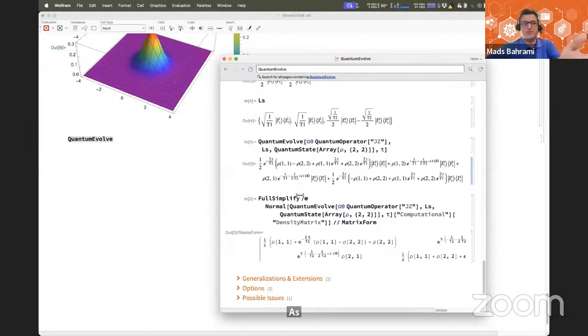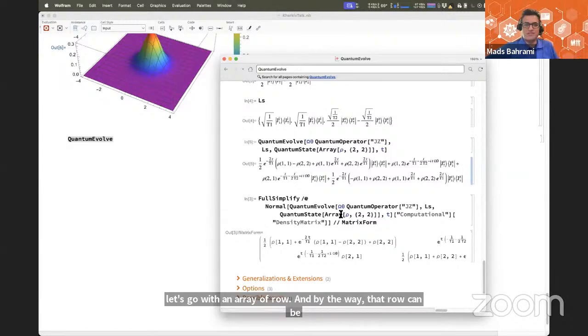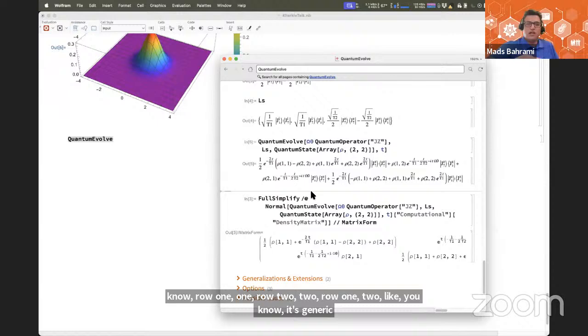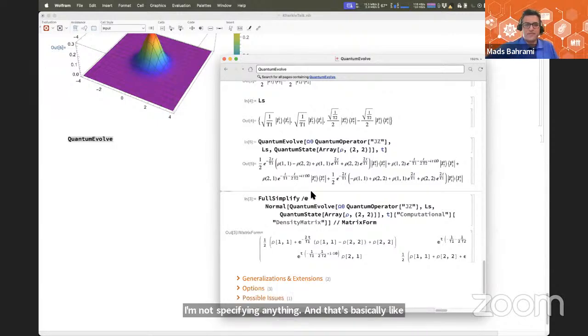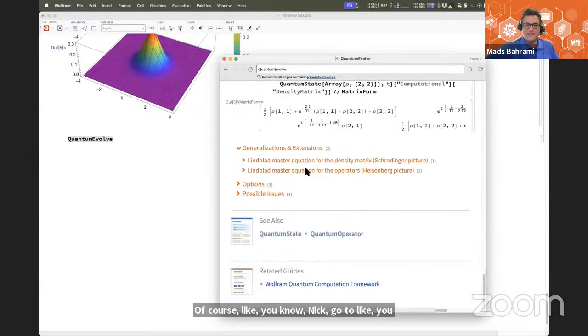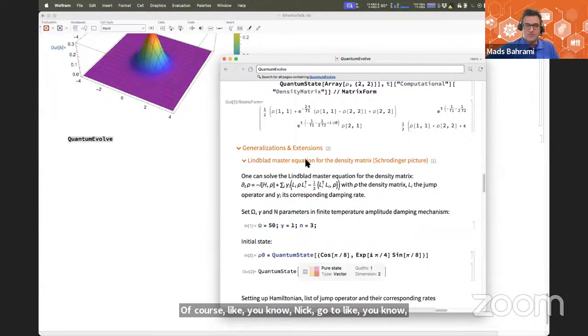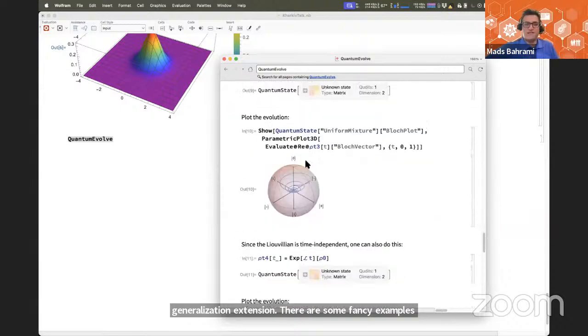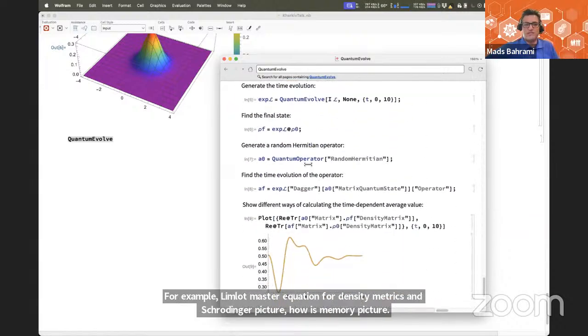I just say let's go with an array of rho, and by the way, that rho can be either pure or it can be a mix. So you see it's rho 1 1, rho 2 2, rho 1 2, it's generic. I'm not specifying anything. And that's basically the evolution of that system. Of course, Nick, go to generalization extension. There are some fancy examples. For example, the Lindblad master equation for density matrices in the Schrödinger picture, Heisenberg picture. All those fancy evolutions that you have, you can easily simulate.